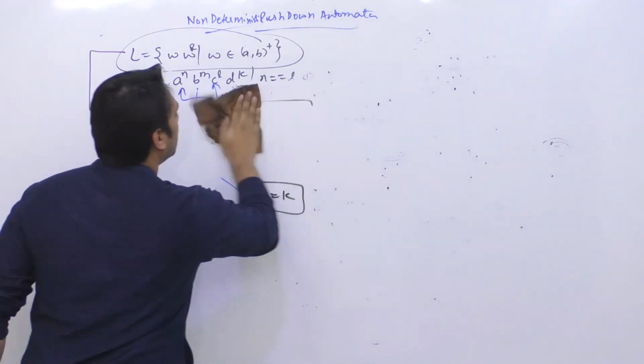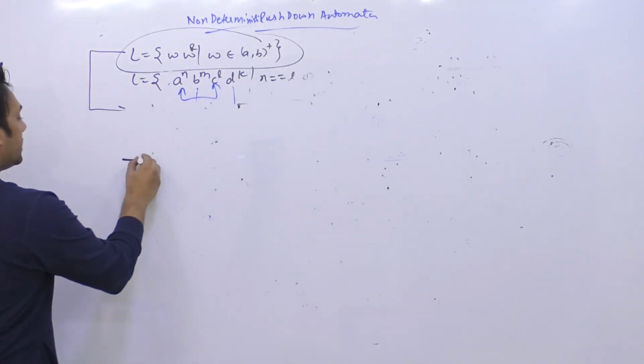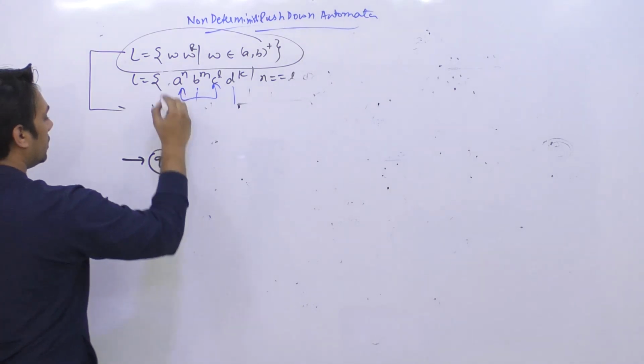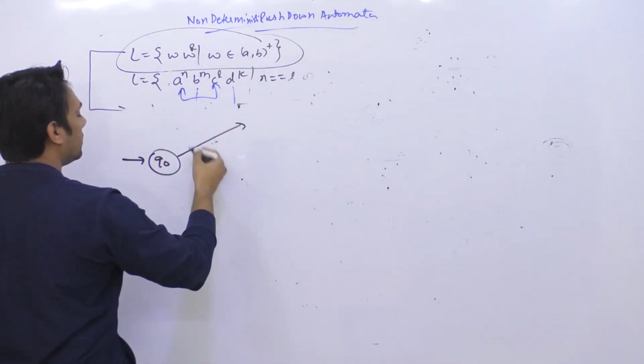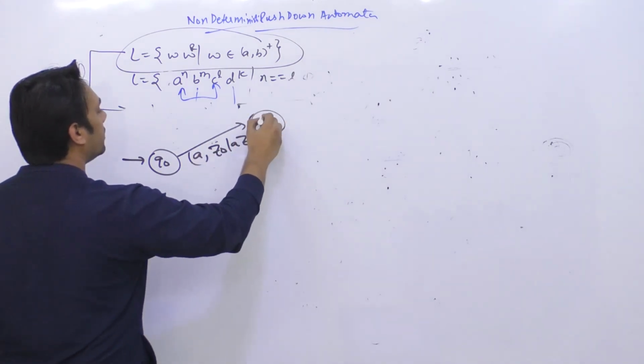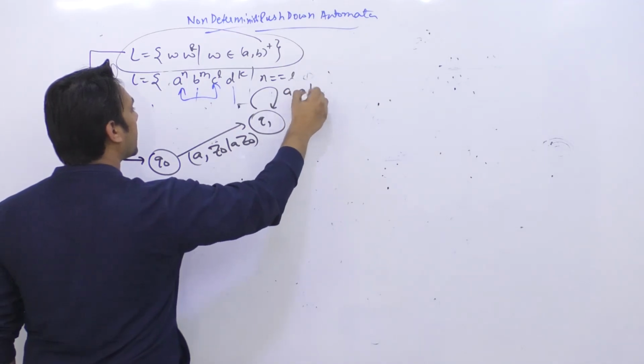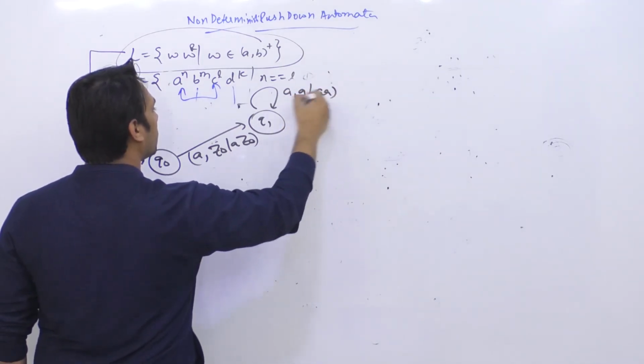Just try to make it. It's very easy, very easy. So this is the initial state, which is Q0. In the beginning, if you get a symbol A, the stack will be empty. I'm going to insert the symbol A onto the stack and go to the state Q1. Now whatever number of A's there are, the stack will contain A. You're going to insert all of them.